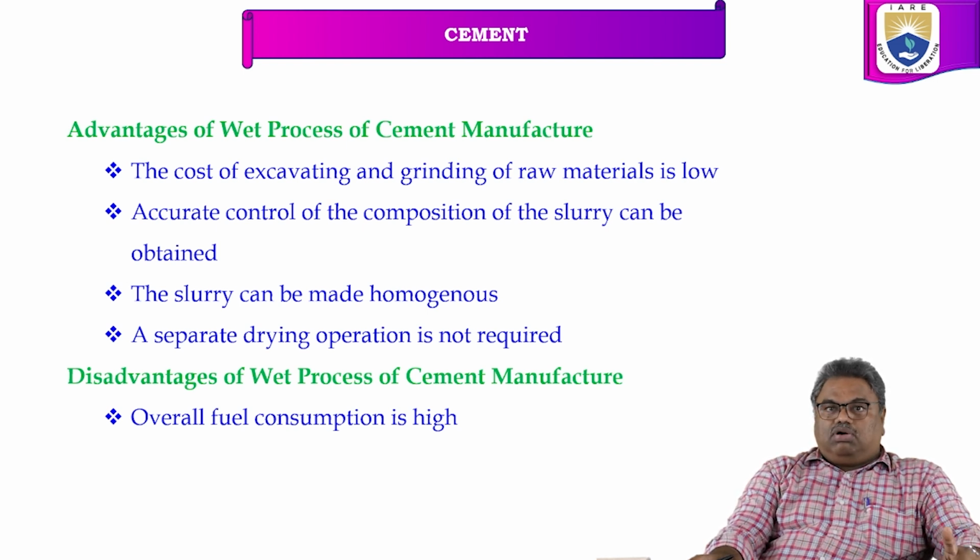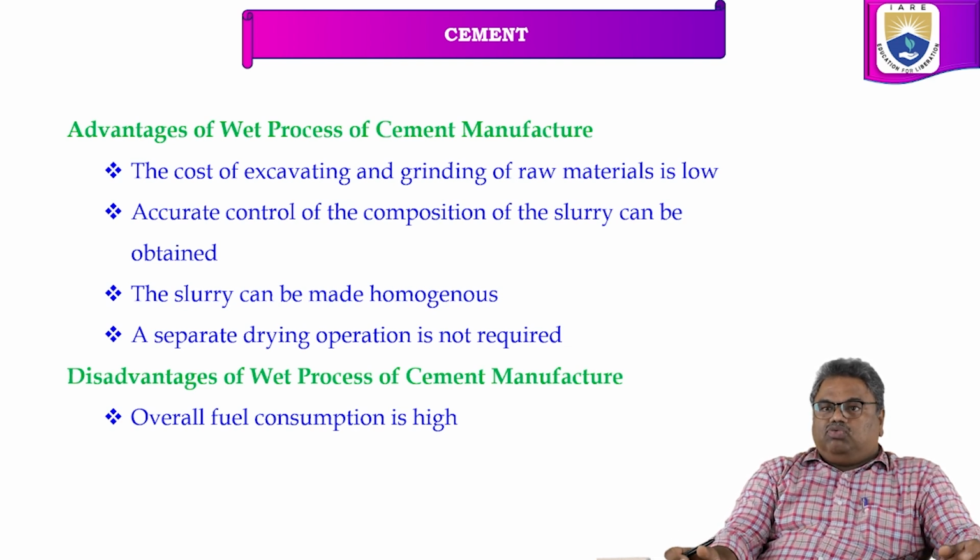Accurate control of consumption of slurry can be obtained here. In the wet process, you can get a very accurate composition of the slurry, right? The slurry can be made homogeneous. We are mixing both materials, and by using water, you will get a more homogeneous slurry, right? A separate drying operation is not required here. These are the advantages of the wet process.